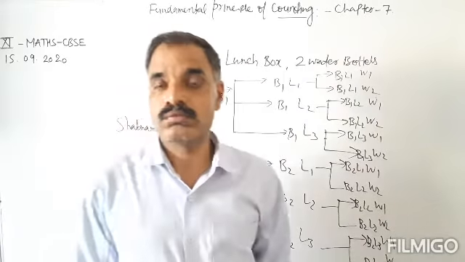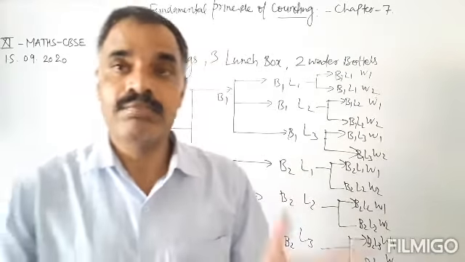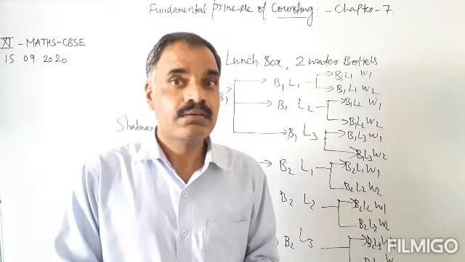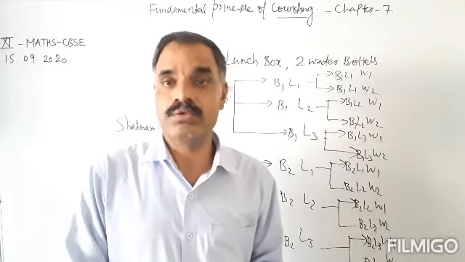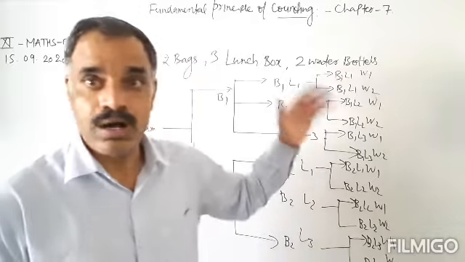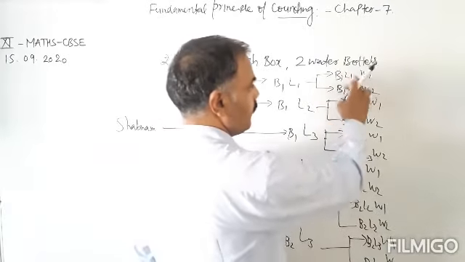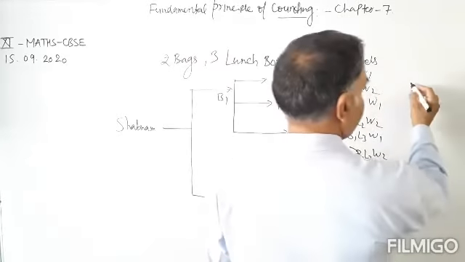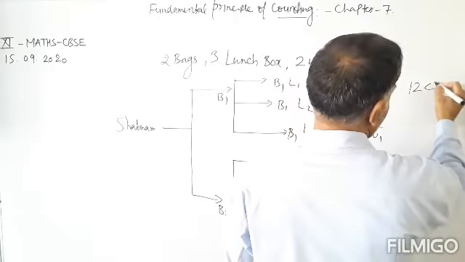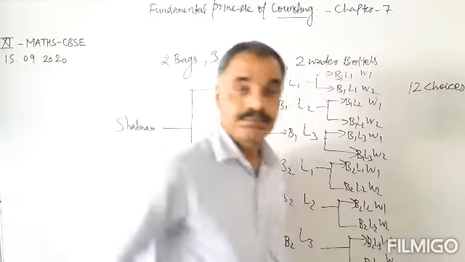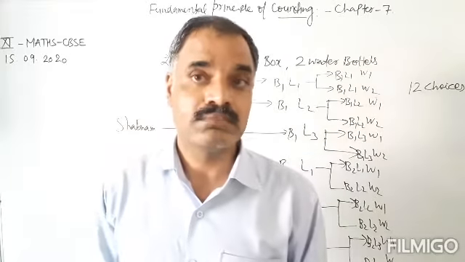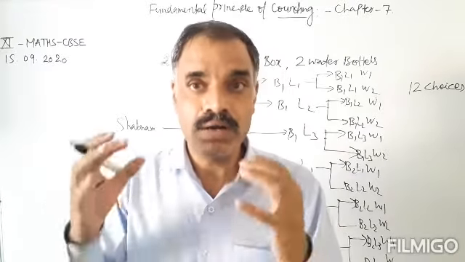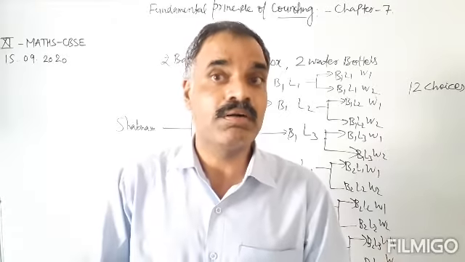So Shabnam has these choices of triplets, meaning bag, lunch box and water bottle. How many total choices are there? She has 1, 2, 3, 4, 5, 6, 7, 8, 9, 10, 11, 12. She has 12 choices. So this is the method of arranging, meaning counting or finding the choices by arranging the given objects.